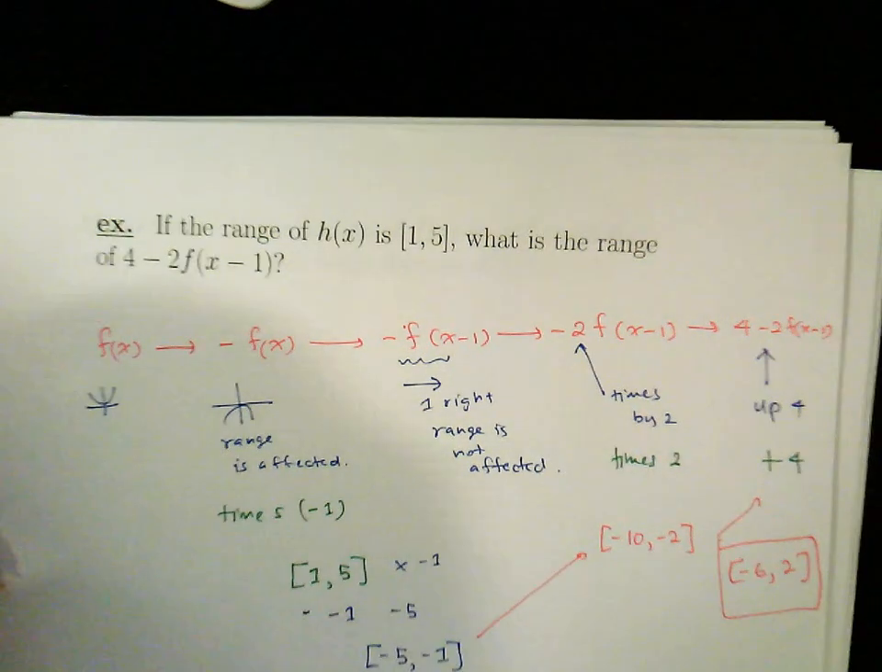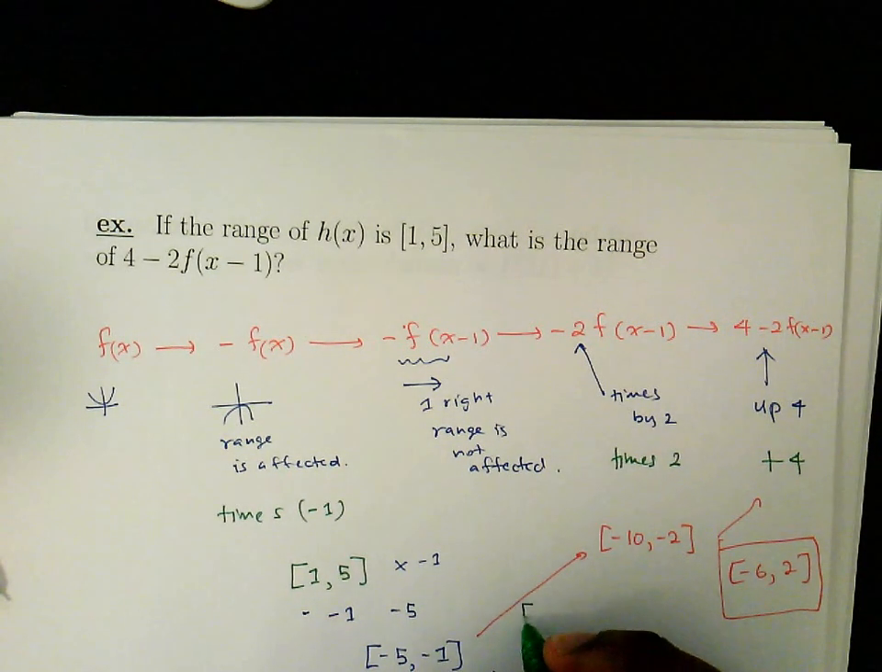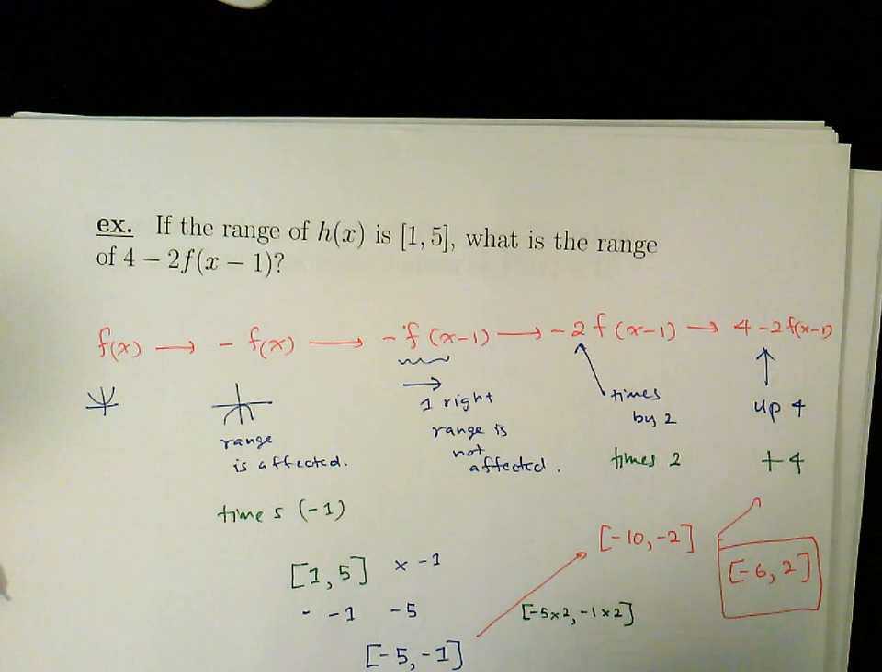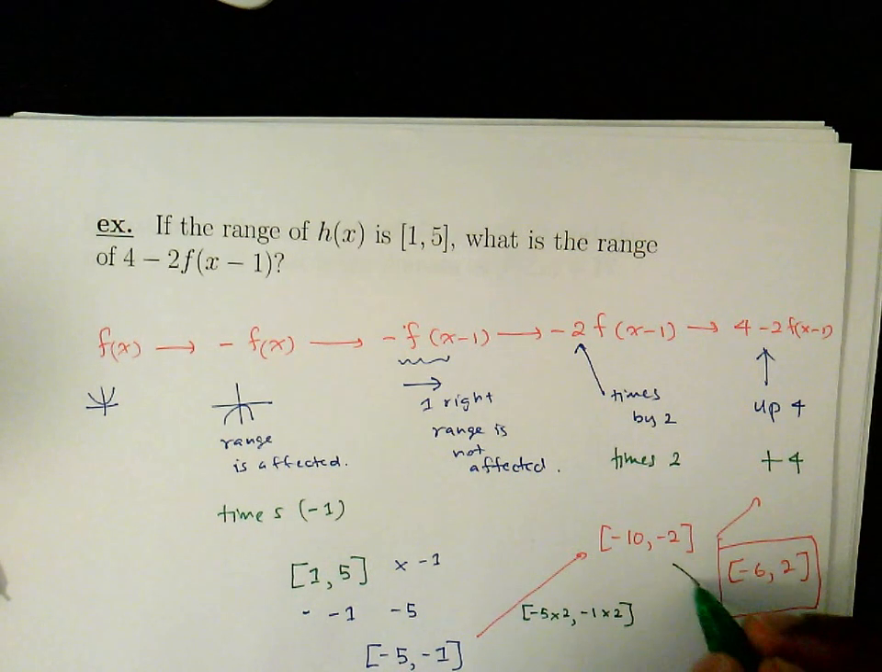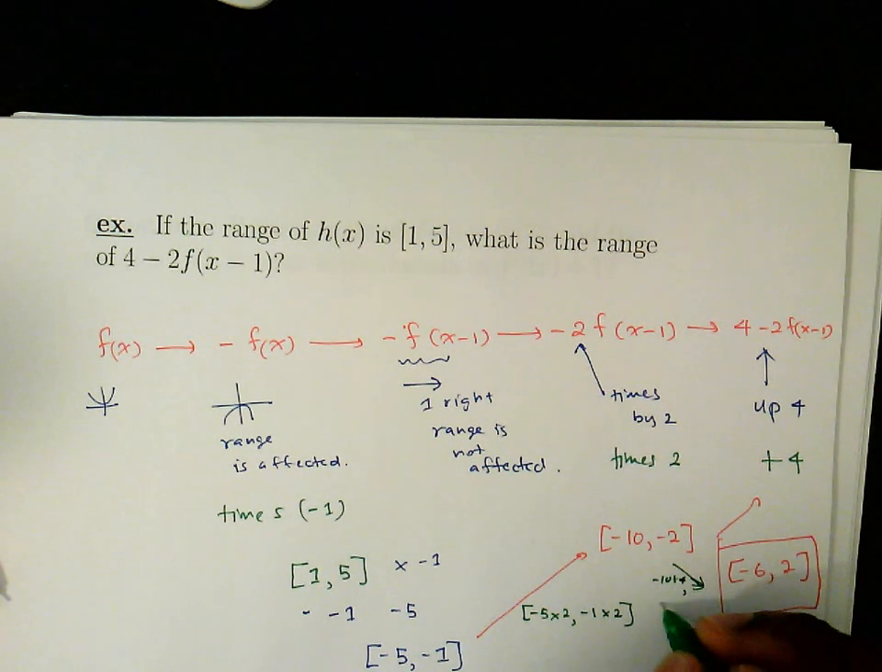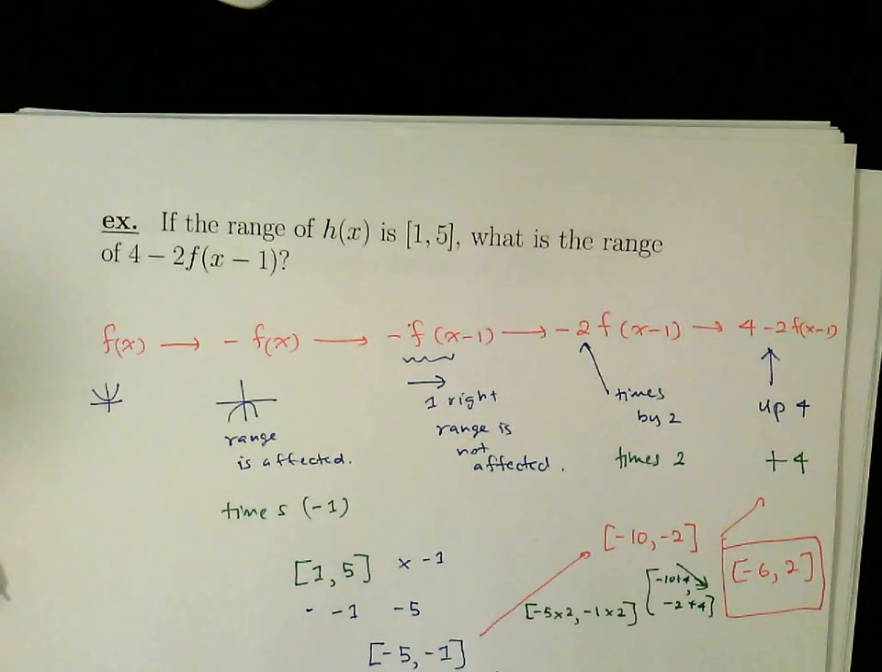So how do you go from here to here? -5 times 2, -1 times 2. And how do you go from here to here? -10 plus 4, -2 plus 4. So the range of the function is -6, 2.